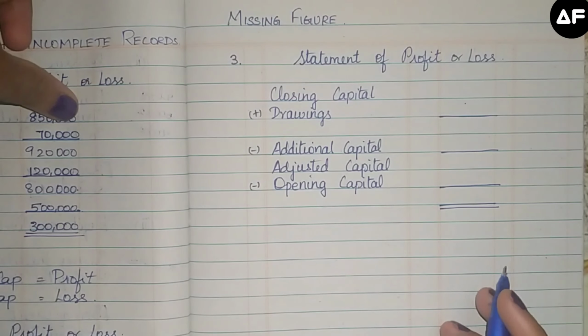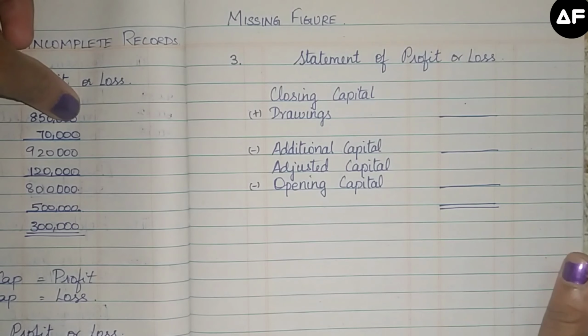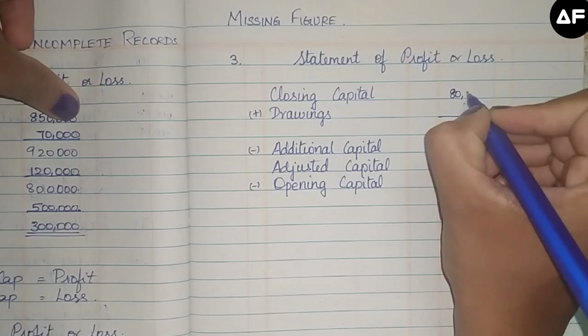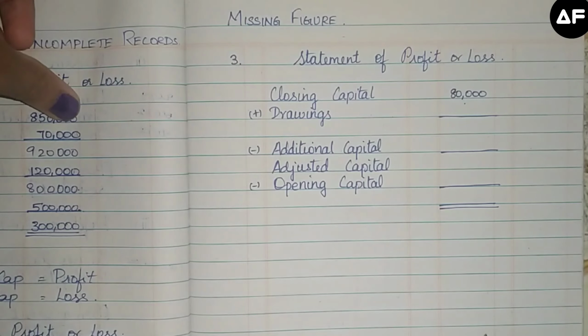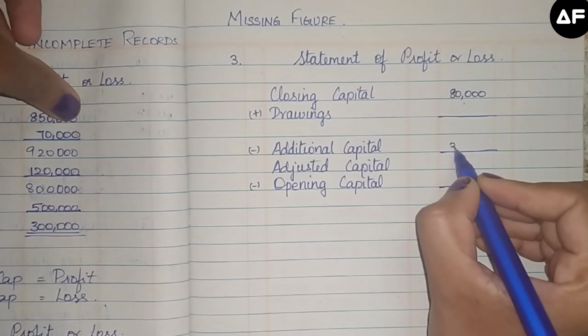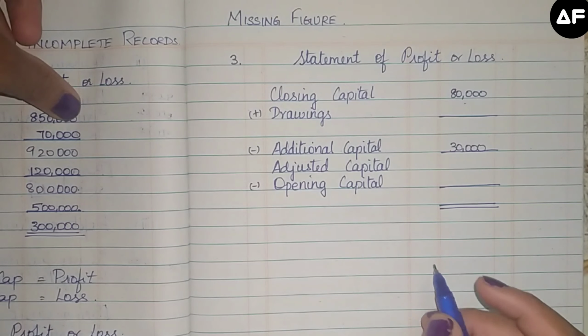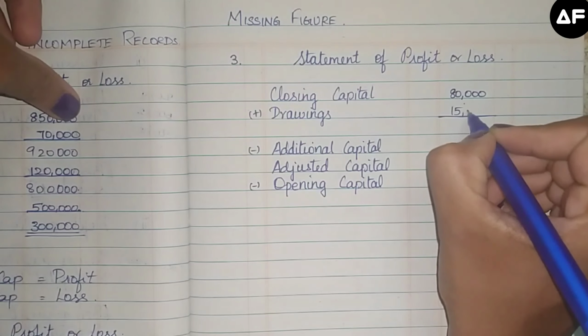From the following details, calculate the missing figure. What details they have given, I'm going to fill it up directly. Closing capital as on 31/3/2018 is 80,000. So I'll fill up the closing capital. Next is additional capital introduced during the year, 30,000. Next is drawings during the year, 15,000.